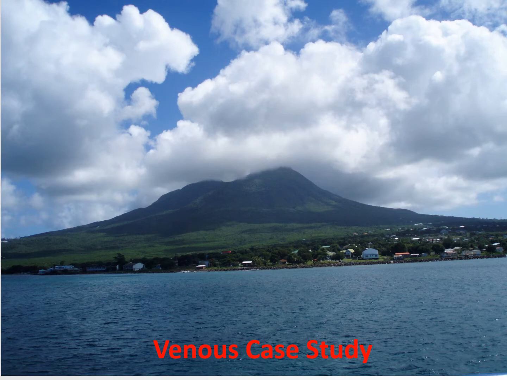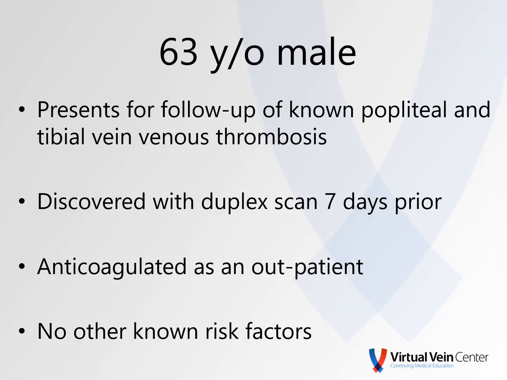Let's do a case study. Let's make it a venous one. The patient is a 63-year-old male, and we discovered an acute tibial vein and popliteal thrombus about 7 days prior. So this was a follow-up. The patient was being anticoagulated as an outpatient. He really had no other known risk factors.